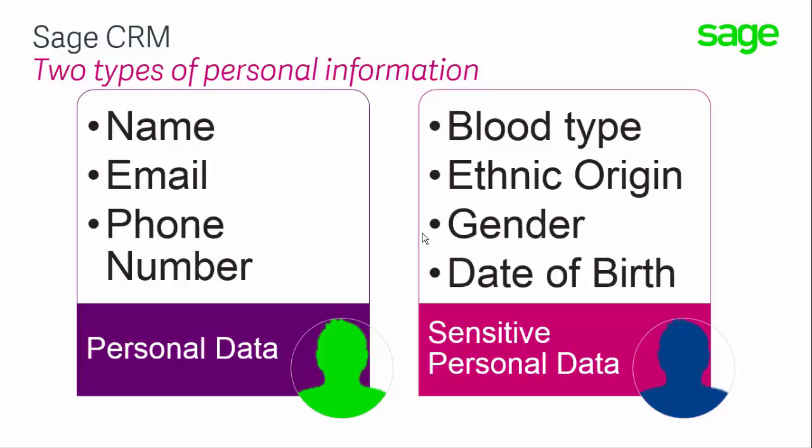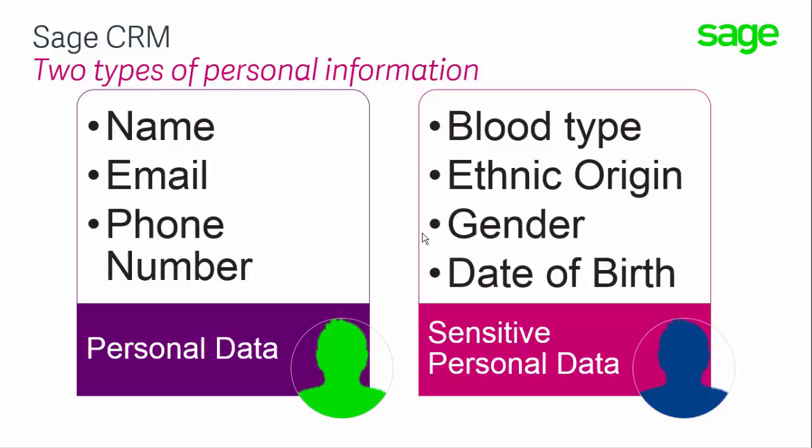And the new release of Sage CRM provides functionality to help customers meet their data consent management obligations. And Sage CRM may have been extensively customized with these additional personal data fields, and therefore it is actually the responsibility of the customer to identify those fields and to manage that data according to the law.